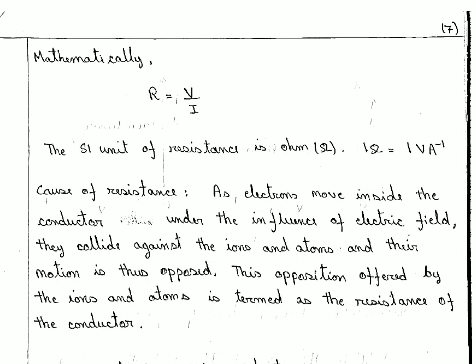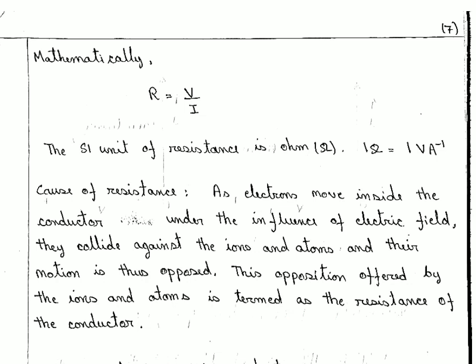Now, you can recall that if you apply an electric field across the two ends of the conductor, then the electrons will drift towards the positive end of the conductor, and upon moving towards the positive end, they will collide with the positive ions and atoms. We know that in a conductor there are free electrons and positive ions and atoms. So upon moving from one end to another, the electrons collide with these positive ions and atoms, and thus their motion is opposed.